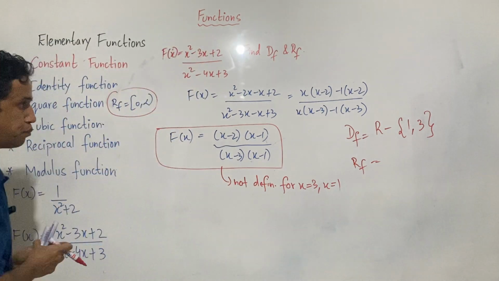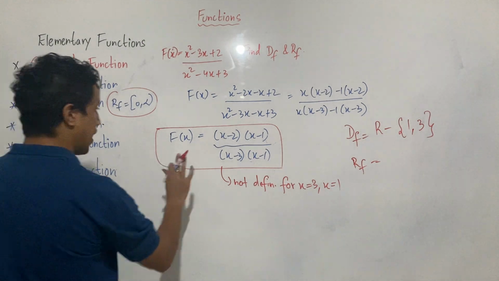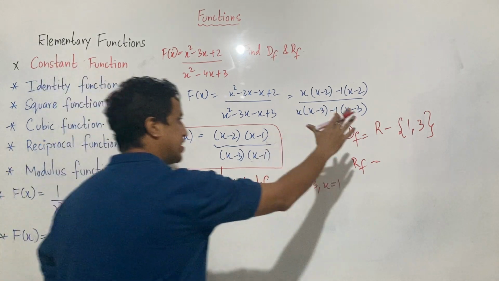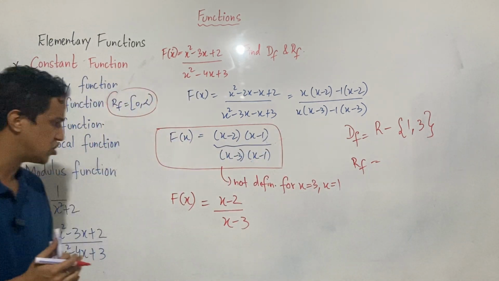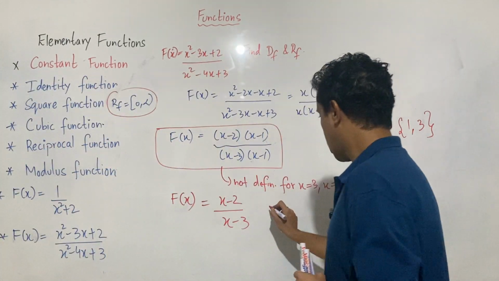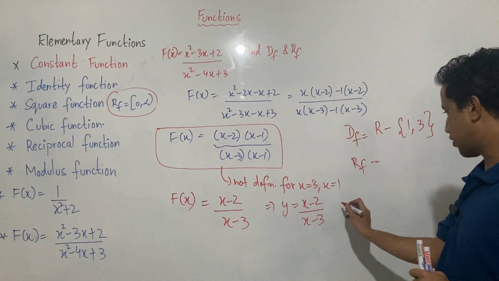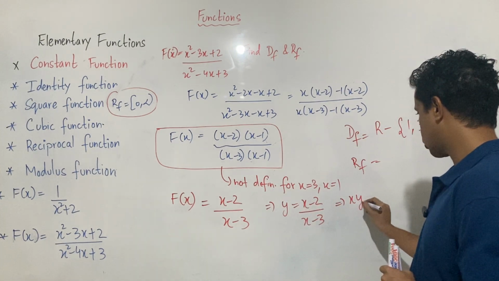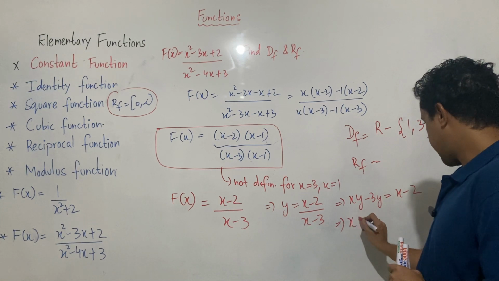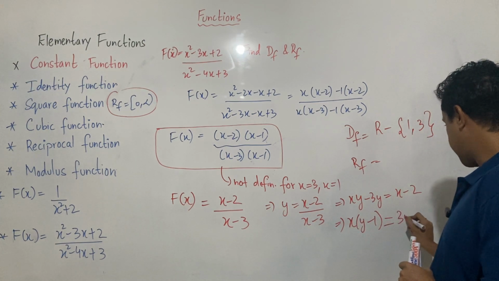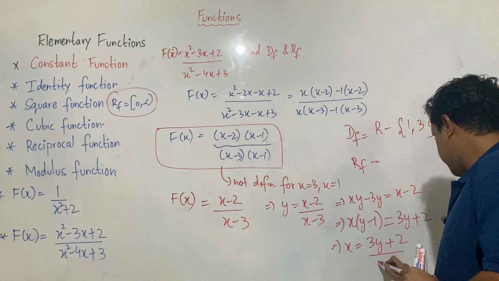What we can do here is cancel it, because now we have defined the domain. So now you can cancel x minus 2 by x minus 3, because your domain is already defined. So if I put y equal to x minus 2 by x minus 3, and bring it here, it's going to be xy minus 3y equal to x minus 2. And if I bring x here, x times y minus 1 equals 3y plus 2. So your x is going to be 3y plus 2 by y minus 1.